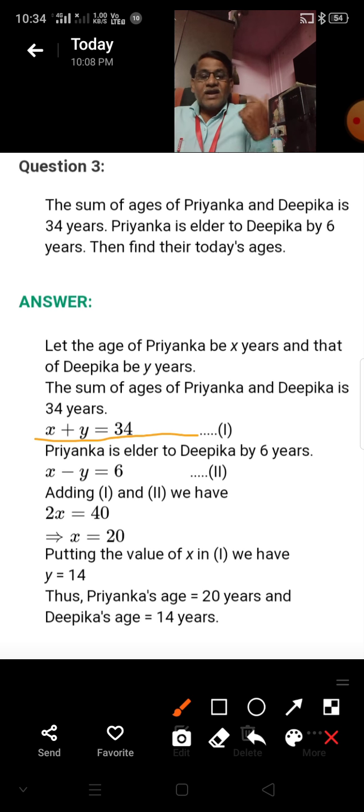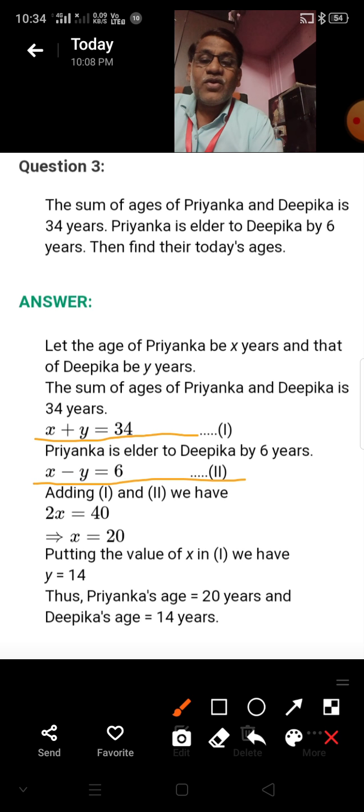Now the second condition: Priyanka is elder to Deepika by 6 years. It means Priyanka is elder by 6 years from Deepika. So you can write x minus y is equal to 6, meaning the difference between these two ages is 6. So x minus y, the age of Priyanka minus the age of Deepika, is equal to 6. So this is equation number 2.